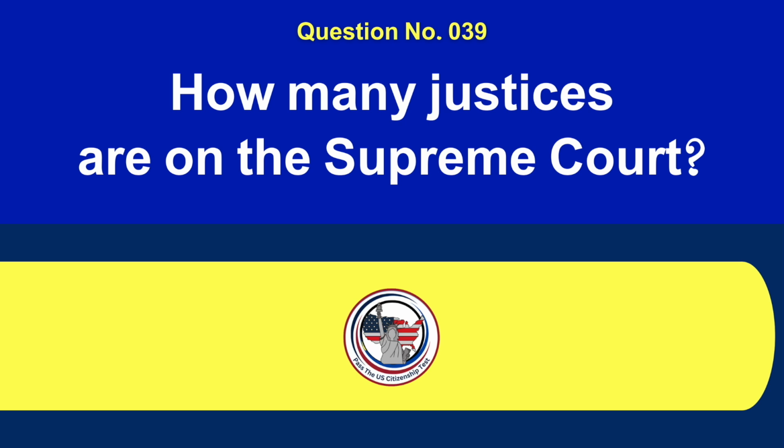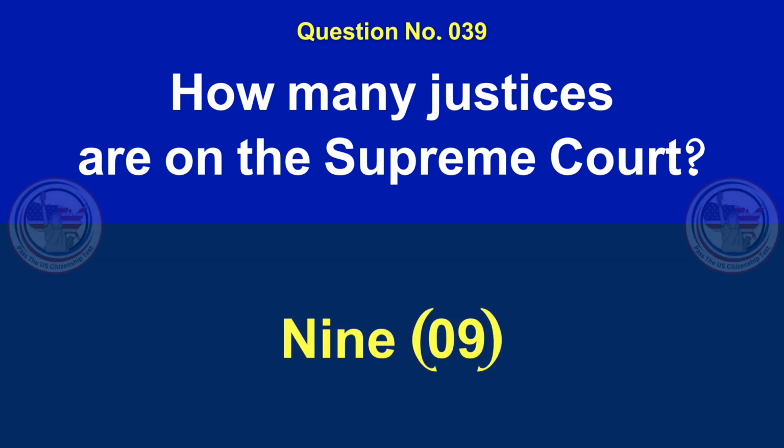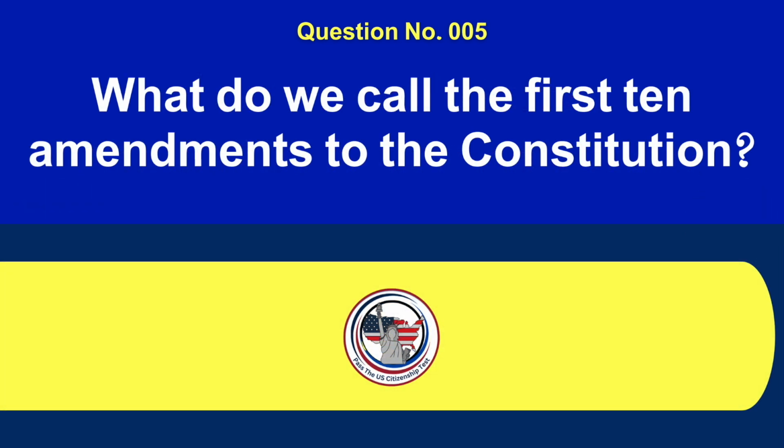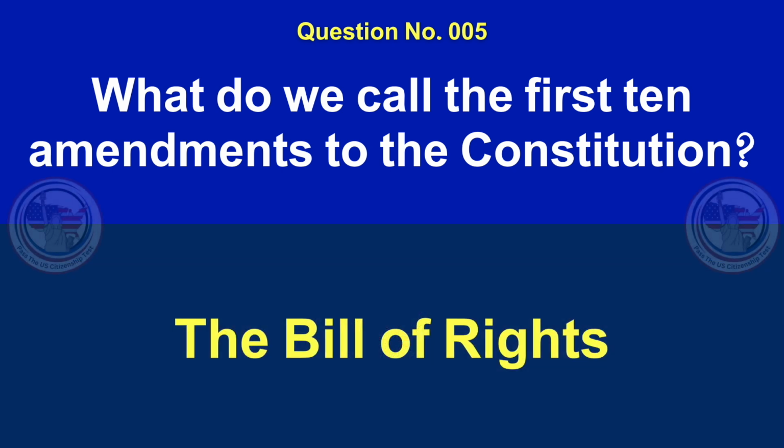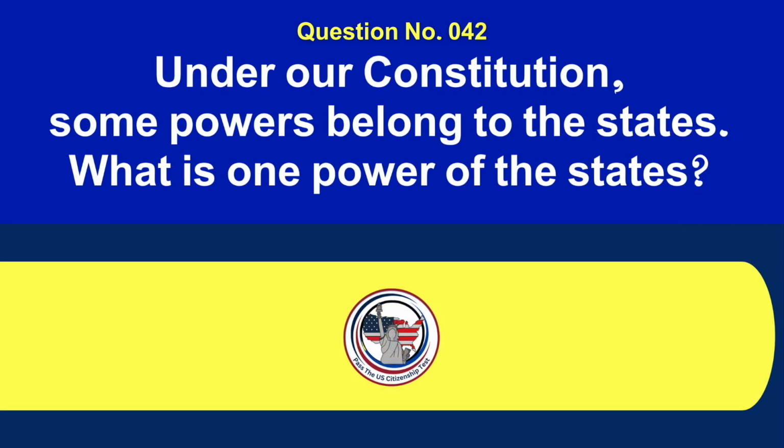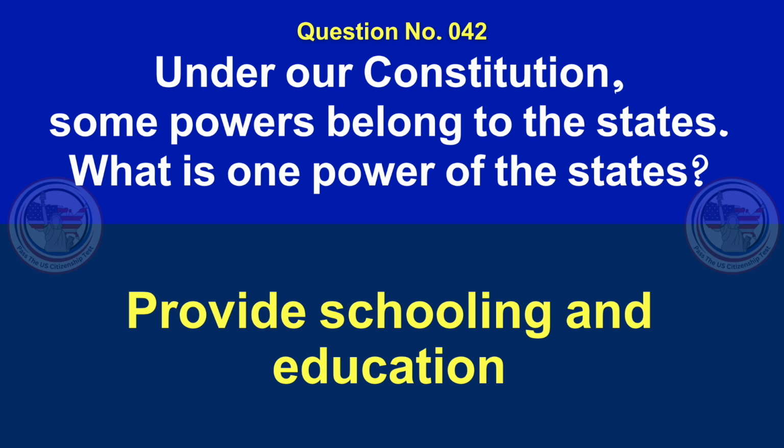How many justices are on the Supreme Court? 9. What do we call the first 10 amendments to the Constitution? The Bill of Rights. Under our Constitution, some powers belong to the states. What is one power of the states? Provide schooling and education.